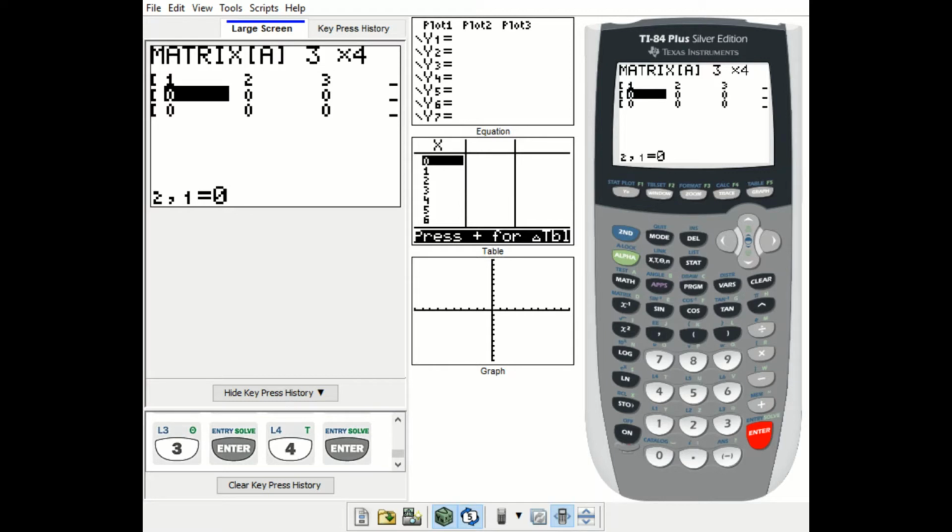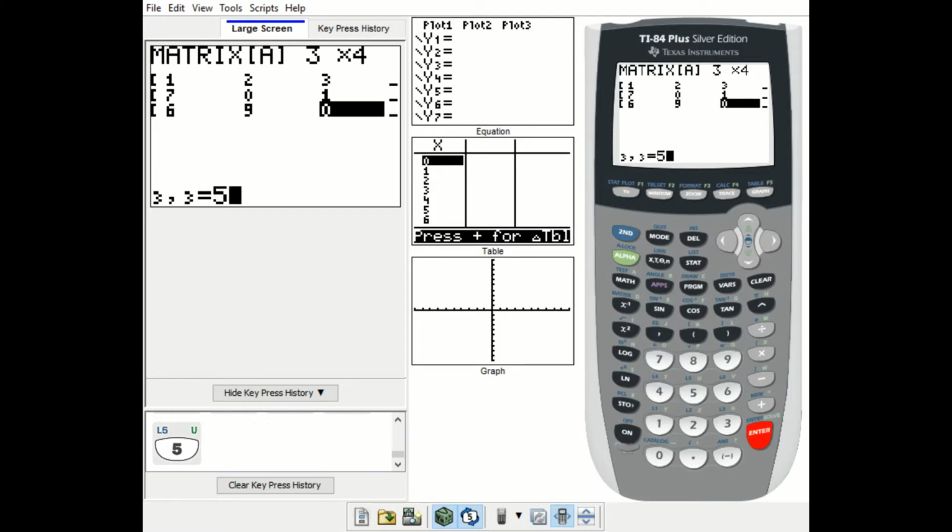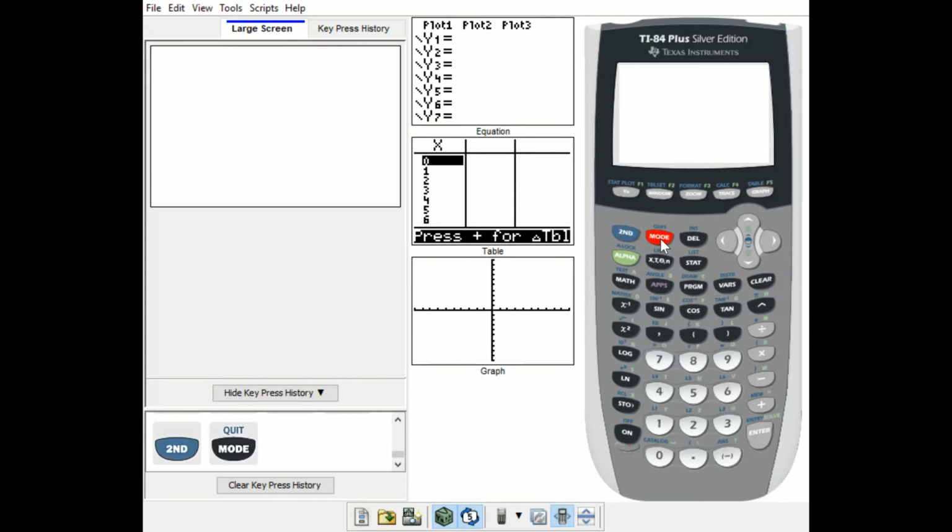And you notice it goes row-wise. And then 7, enter, 0, enter, 1, enter, 1, enter. And so here's a matrix, matrix A. And once I have that in, my second one, I go second quit. And that quits out of the matrix.